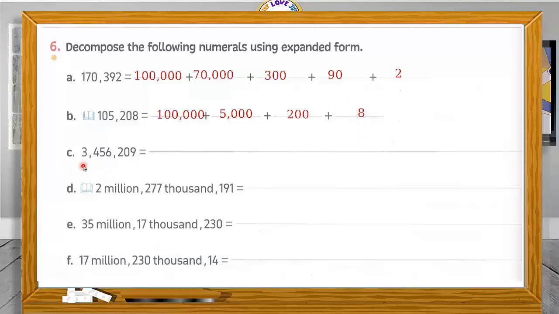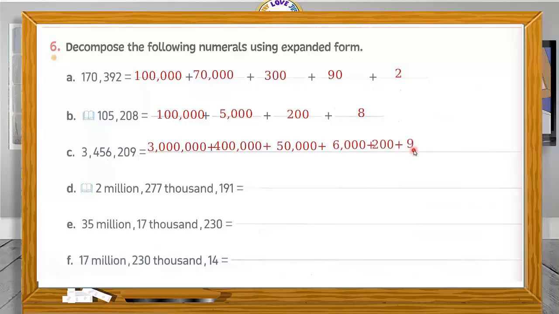Next one, we have 3 million. We have 3 periods. And in the highest place, we have 3. Write 3 and how many digits? 6. 3 million, 6 zeros. Plus, next period in thousands, we have 4 in 100,000. Write 4 and 5 zeros. 400,000. 50,000, 5 and 4 zeros. 6,000, 3 zeros. Plus 200. Nothing in tens, and last digit is 9.